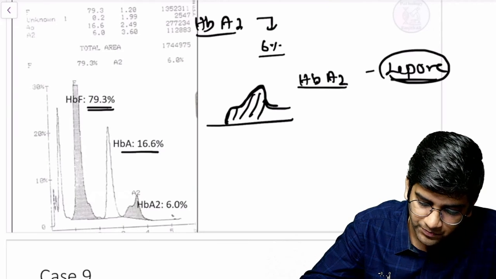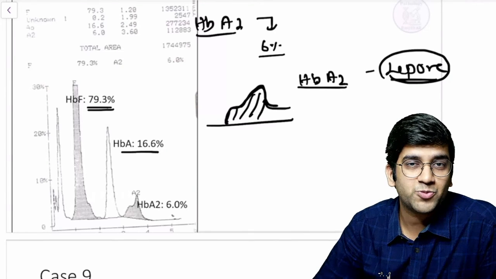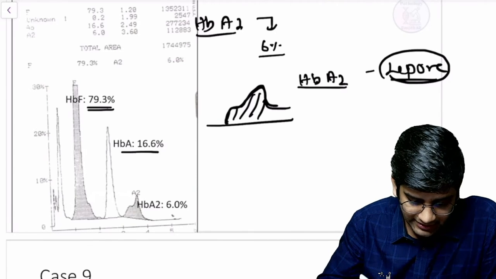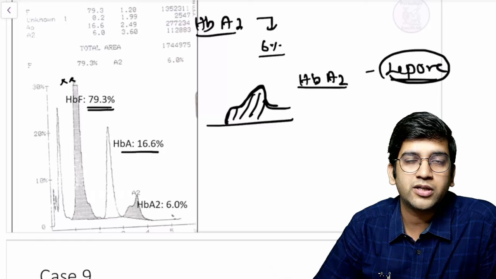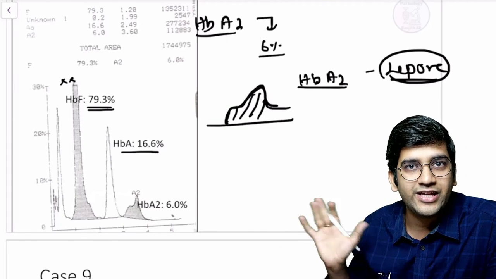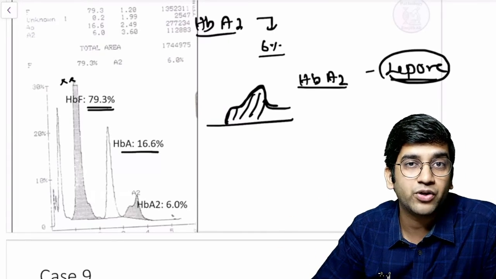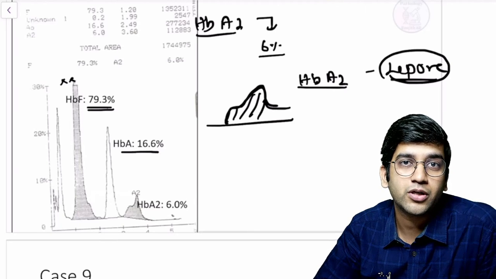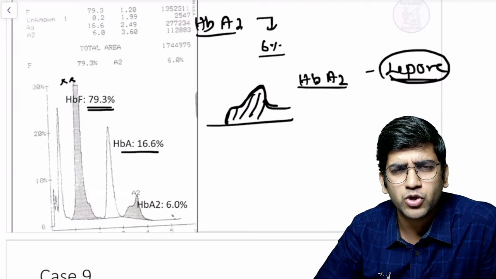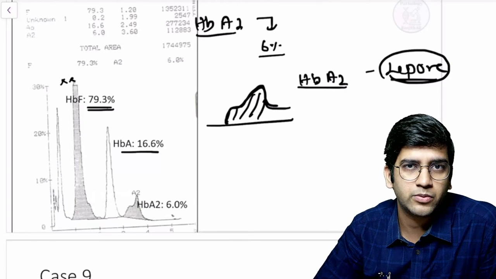Always look for this. This might come in an exam case because people want to show off. This part we'll discuss sometime down the road in a case discussion. Why is this variation there? Because LEPR might not have such a high HPF of 79.3%. There's a reason here. We'll discuss it sometime down the road, fine?